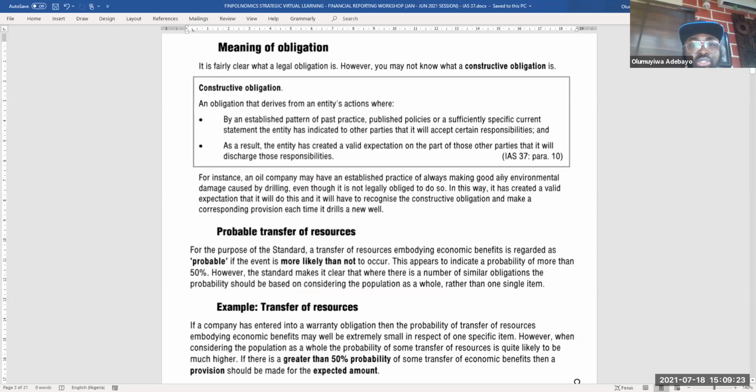Therefore, how should a provision be measured? Who can give us a guidance before we move on? How should a provision be measured? Who will give me a guidance?